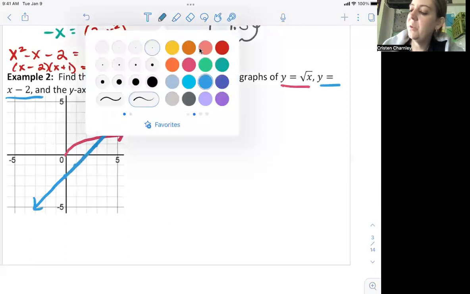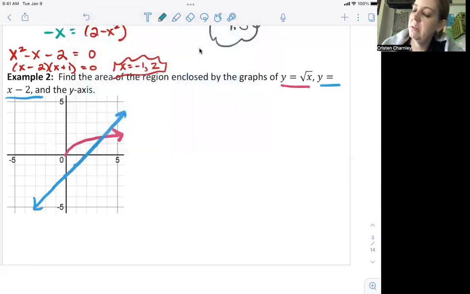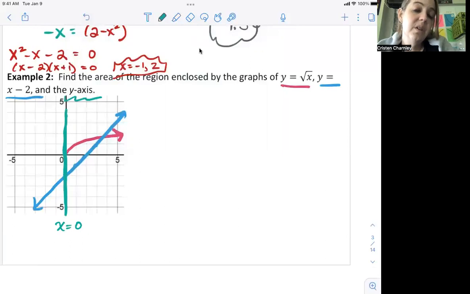And then we also have the y-axis. And the y-axis is this one. And the equation of the y-axis, I know it feels weird, is x equals 0. So the equation of the y-axis is x equals 0. The equation of the x-axis is y equals 0. I know it's a little funky. And then the area that we're looking to find is this area over here.